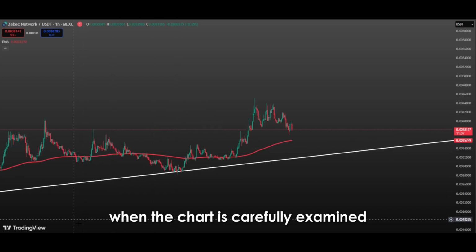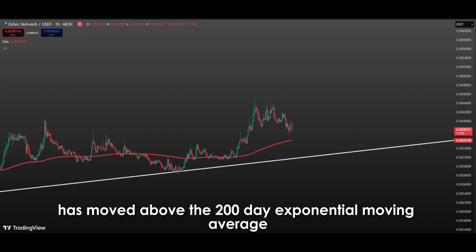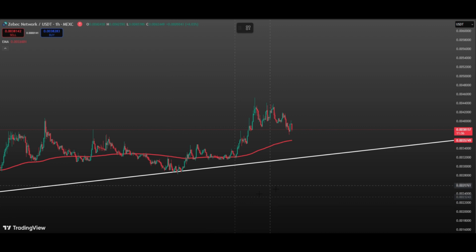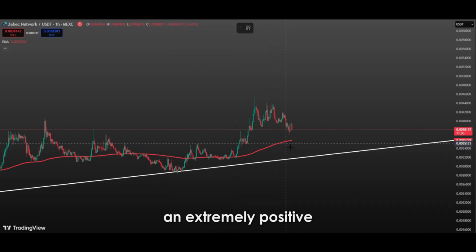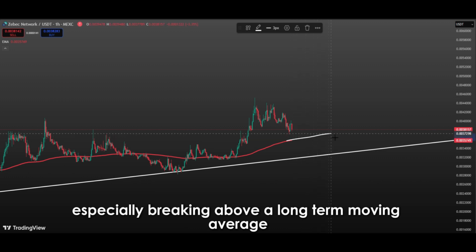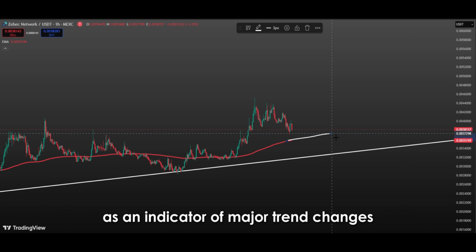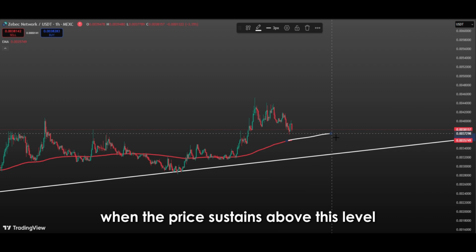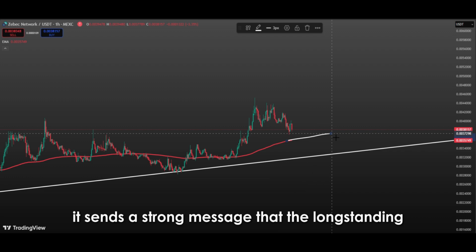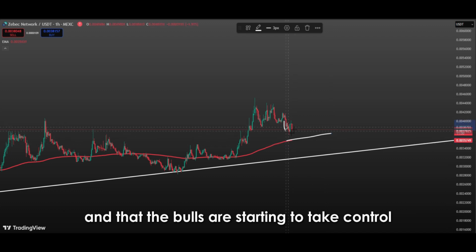When the chart is carefully examined, it can clearly be seen that the price action has moved above the 200-day exponential moving average. Such a move is generally considered an extremely positive technical signal by market participants. Especially breaking above a long-term moving average like the 200 EMA is often seen in technical analysis as an indicator of major trend changes. When the price sustains above this level, it sends a strong message that the long-standing bearish trend in the market is beginning to weaken and that the bulls are starting to take control.